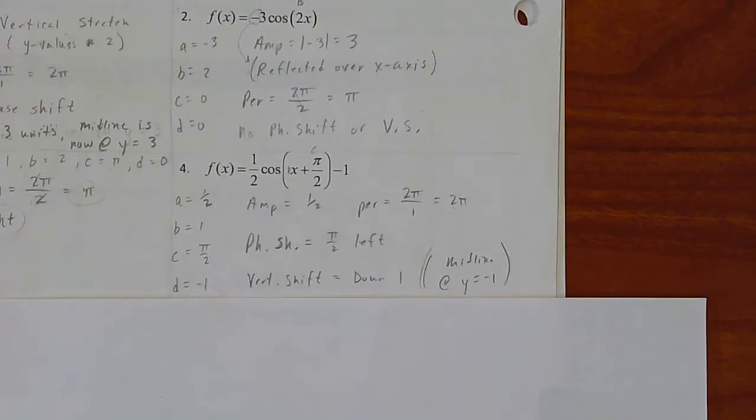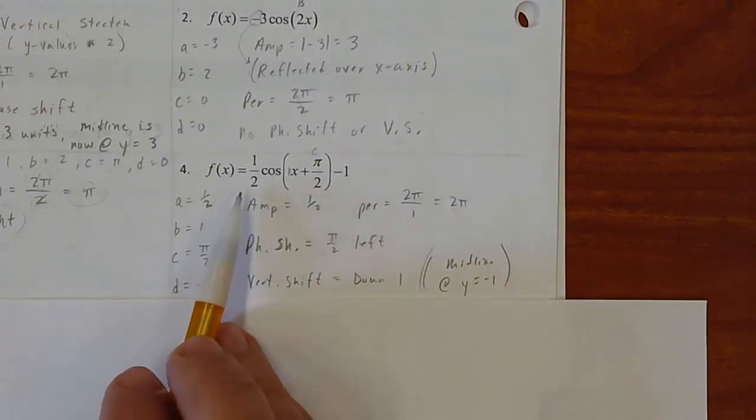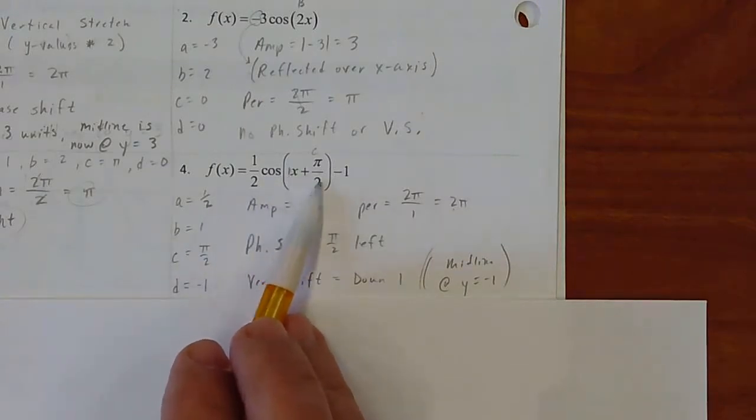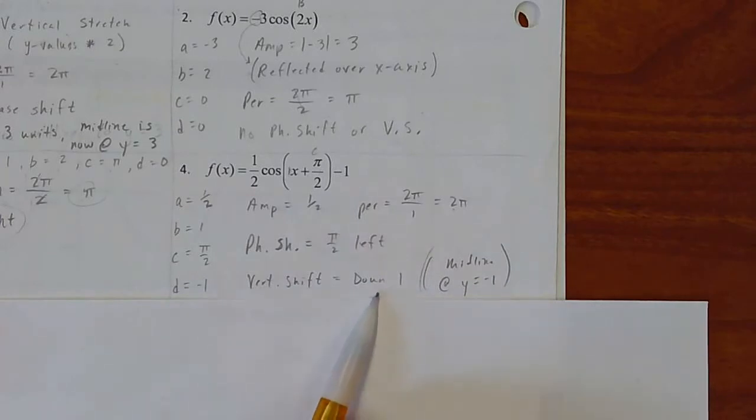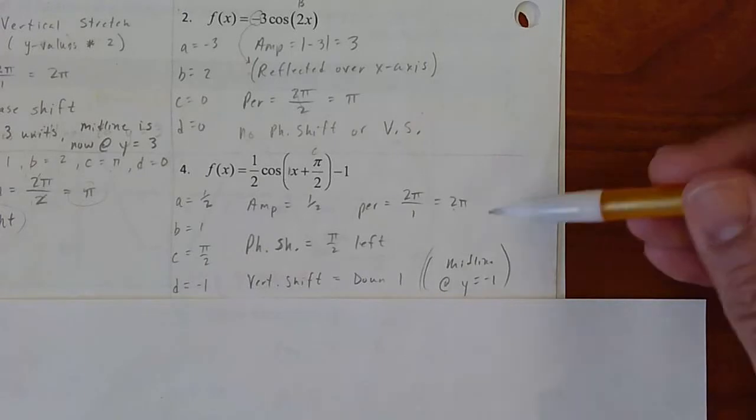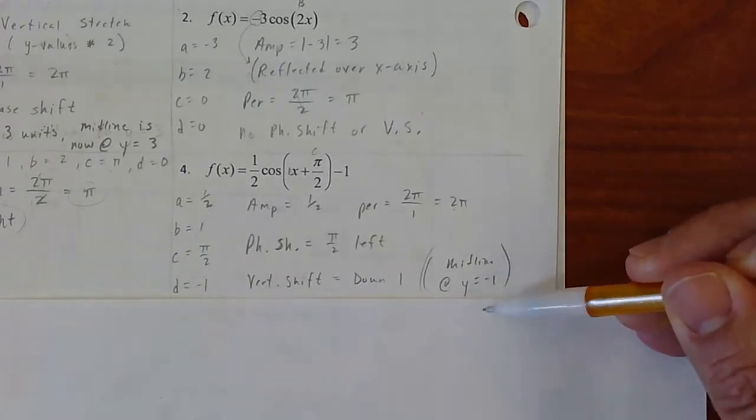Okay, here's your feedback on 4. There's an A, our B is 1, C is pi over 2, and then our D value is -1, meaning that's a vertical shift, so down 1. That does change our midline. We're going to see that happening on our graphs. We'll actually draw the new midline to help us with the graph.